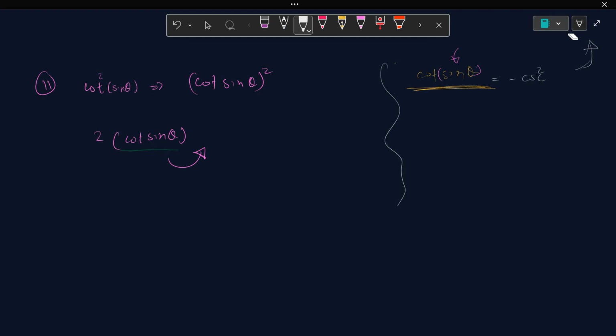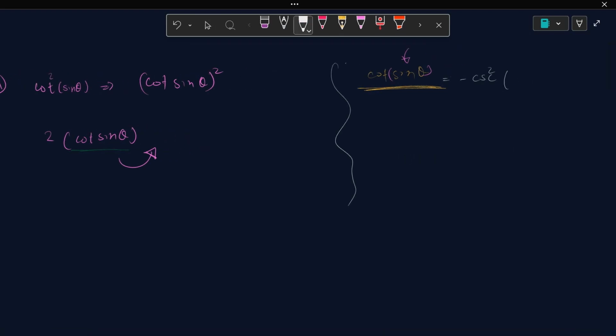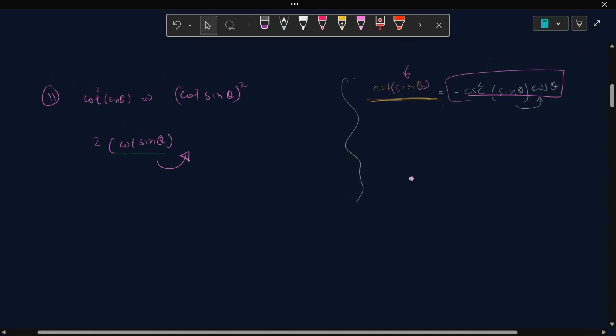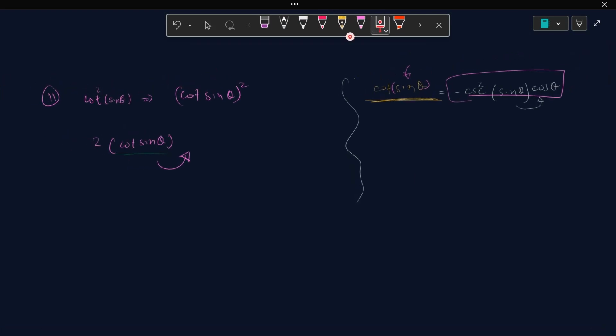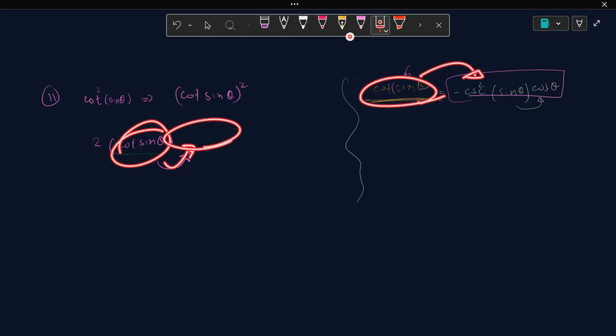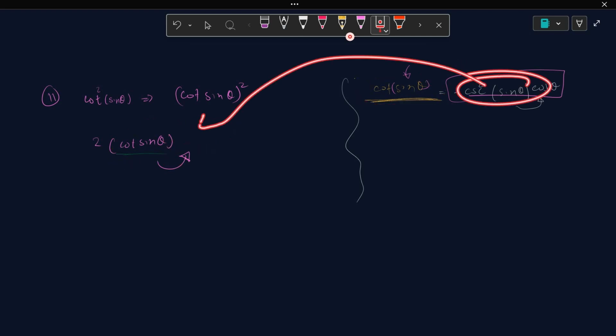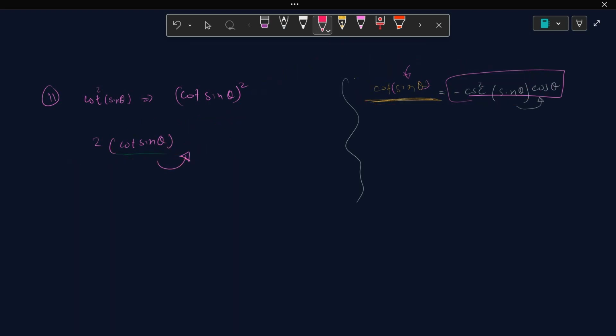Now let's continue with this one. We have negative cosecant squared, and the inside function for now stays the same, so you have sine theta. Now what you have to do is multiply by the derivative of this inside function. The derivative of sine theta is cosine theta. You wanted to take the derivative of the outer expression and then multiply by this, and now you just found the derivative of the inside expression. So you put it in front of the other expression, and this completes your derivative.